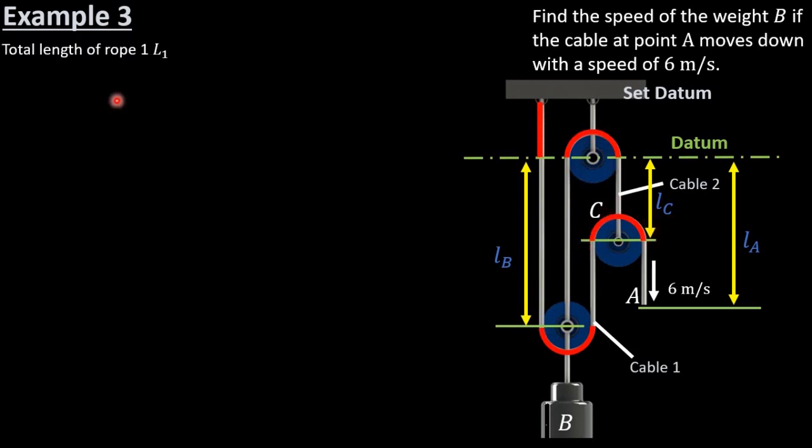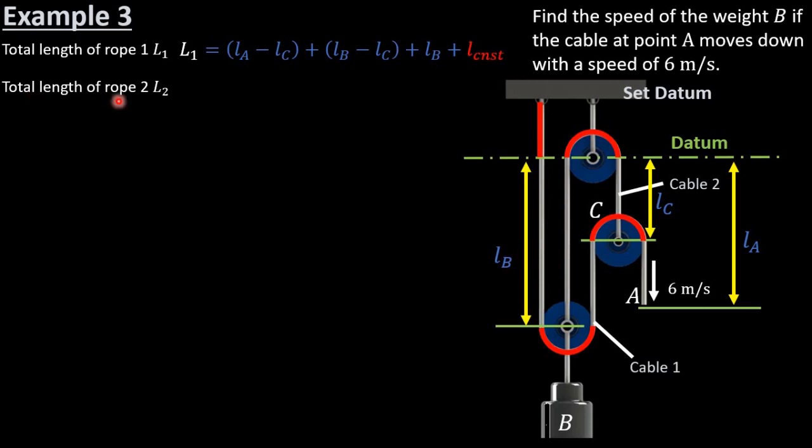Okay, so the total length of the rope, L sub 1, we're going to write out the equation for the length of cable 1. Okay, so that is going to be L sub 1 equals L sub A minus L sub C. So that is to get this length here. So it's going to be L sub A minus L sub C for that length plus L sub B minus L sub C. So L sub B minus L sub C will give us that length plus L sub B for this length. And that was for cable 1 plus the constant lengths.